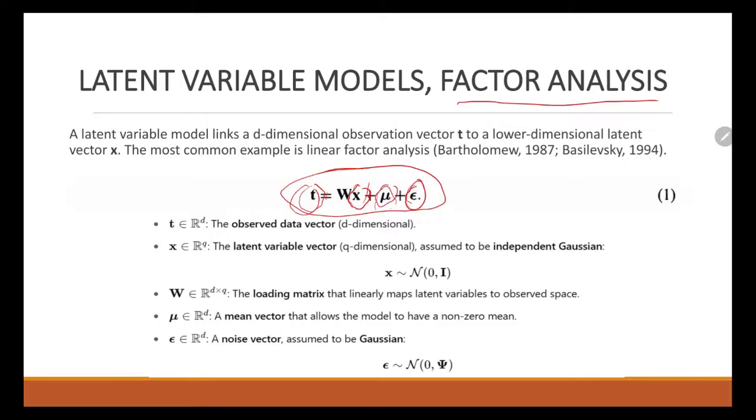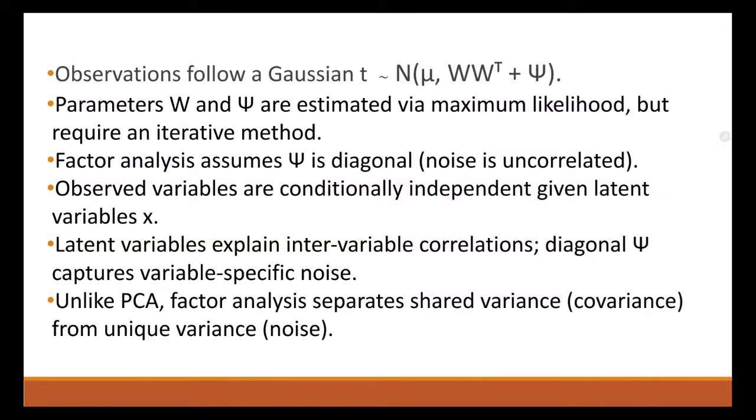And this noise we have assumed to be Gaussian, and we also assume this t as Gaussian, and we find the W and psi estimation. We estimate them by using maximum likelihood, which we are going to do in the next slides. And factor analysis assumes psi is diagonal, that is, noise is uncorrelated, and this diagonal psi captures variable-specific noise. So it captures the noise that is specific to each variable.